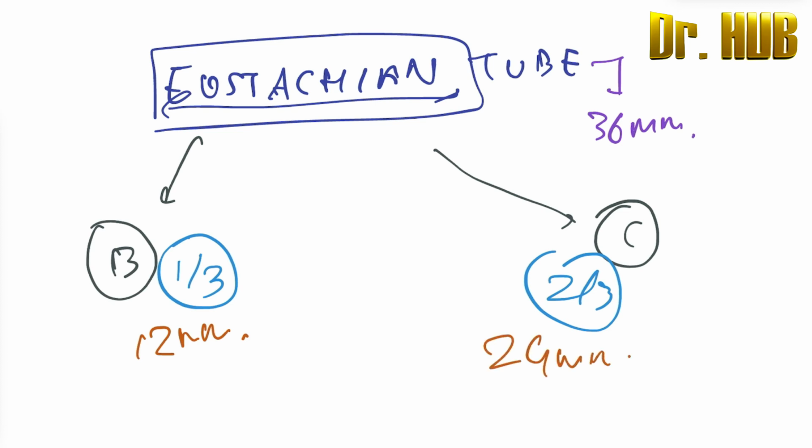Now the isthmus, where is it present? If you see, it will be present at the junction. It is present at the junction.